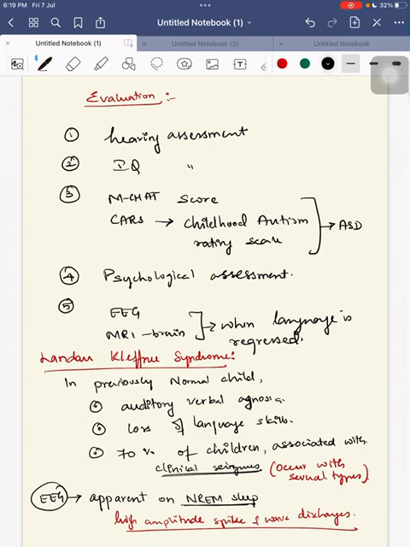Here MRI brain will be normal in this child. So the child, previously normal child, can present with loss of language skills with seizures. And in this you have to confirm it by using EEG. EEG should be taken when the child is in non-REM sleep. So you will be looking for high amplitude spike and wave discharges. Next we will move on to the treatment.